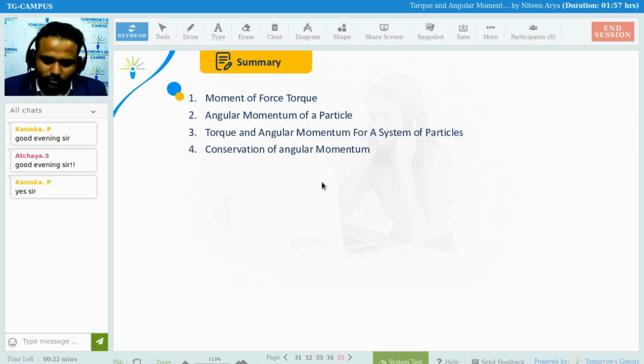Okay, in this way we finish this particular lecture today. In today's lecture, what we did: moment of force, torque in detail, angular momentum of a particle in detail, torque and angular momentum of a system of particles also, and then conservation of angular momentum.